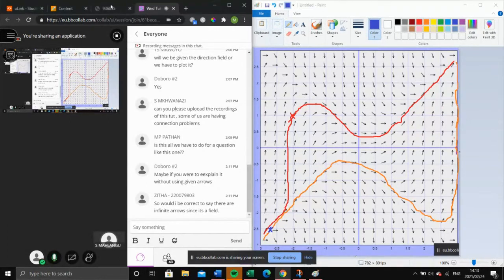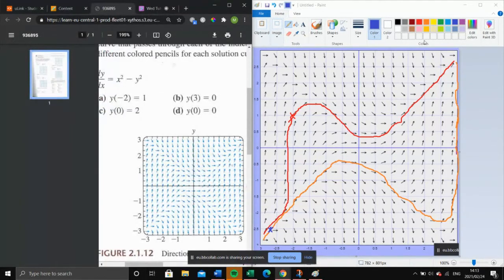Okay, so let us go back. We now have, let's pick a new color, point C, which tells us that when x is 0, y is 2. So y of 0 is 2. So when x is 0, y is at 2. This point is somewhere over here.